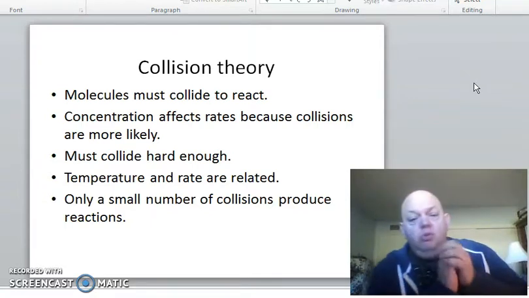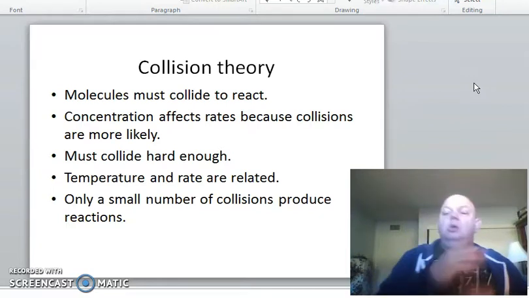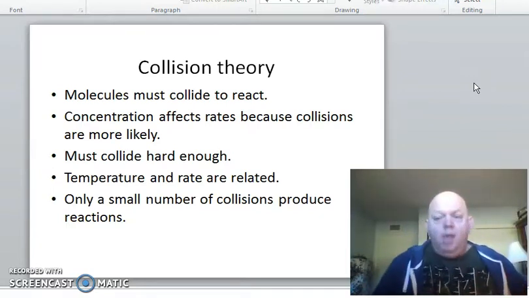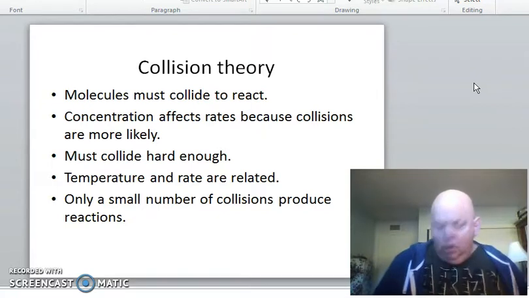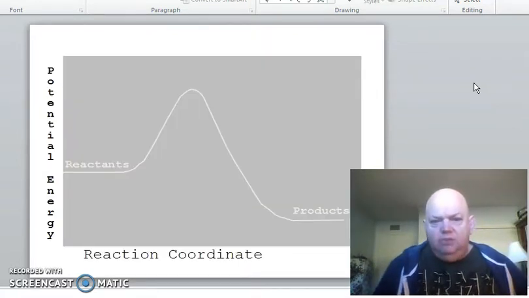Naturally, the temperature and the rate would also be connected. If you're looking at a higher temperature, you're going to get more collisions. Why? Energy. And really, only a small number of collisions will produce those reactions. So here we have an example.